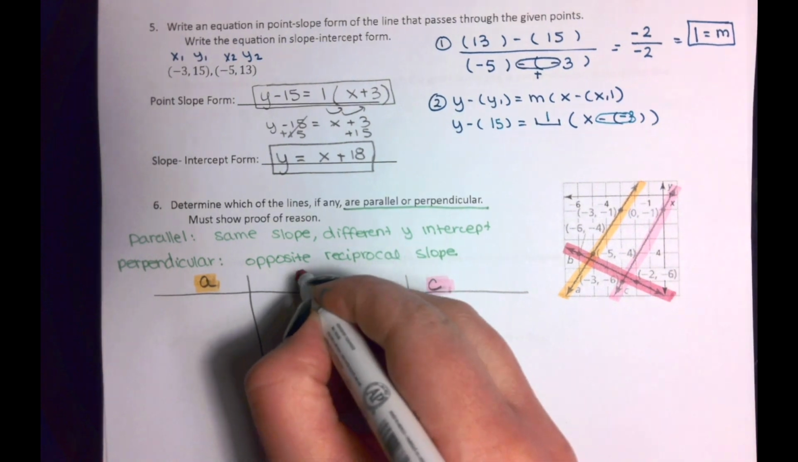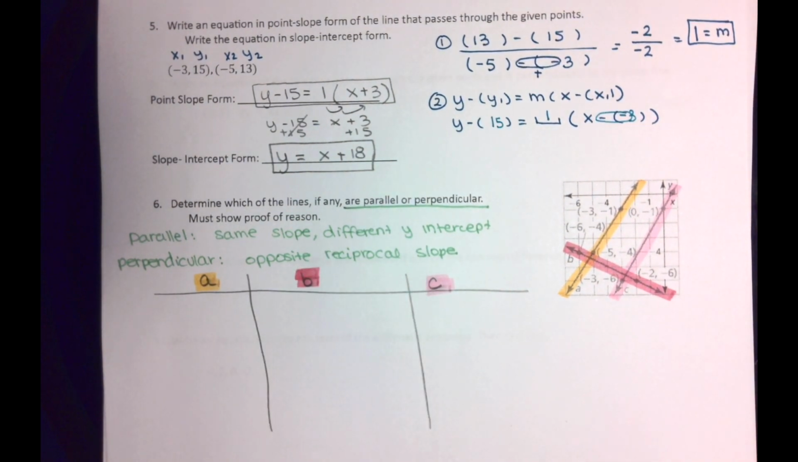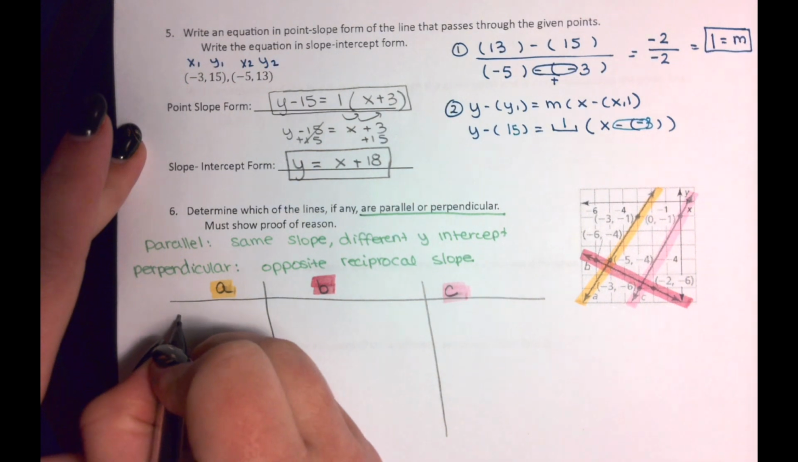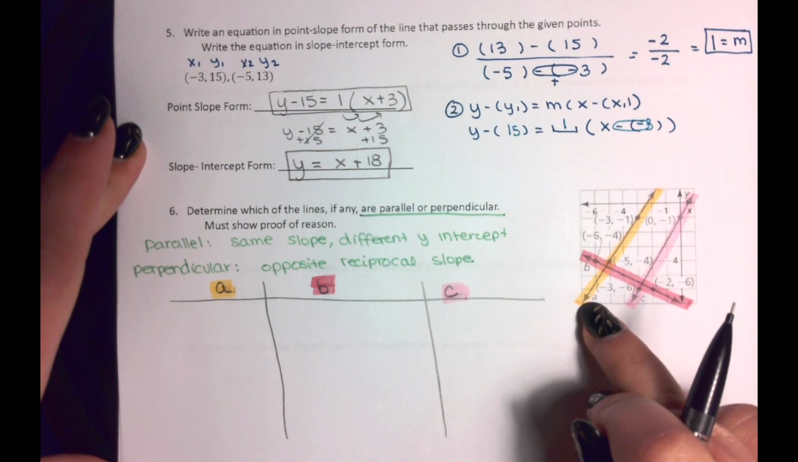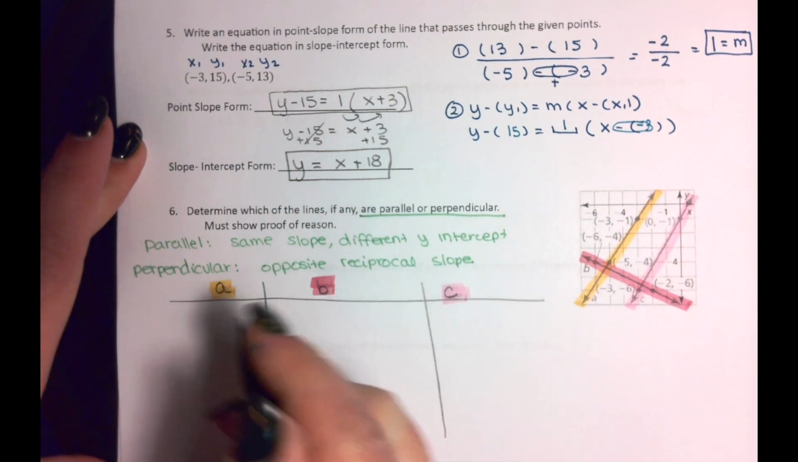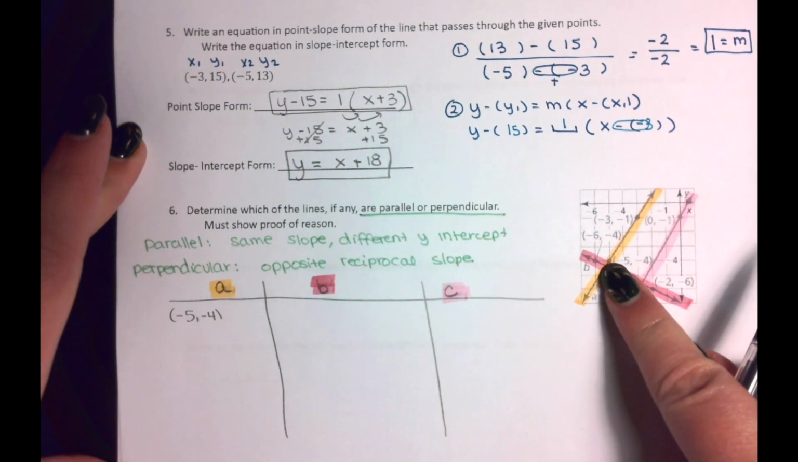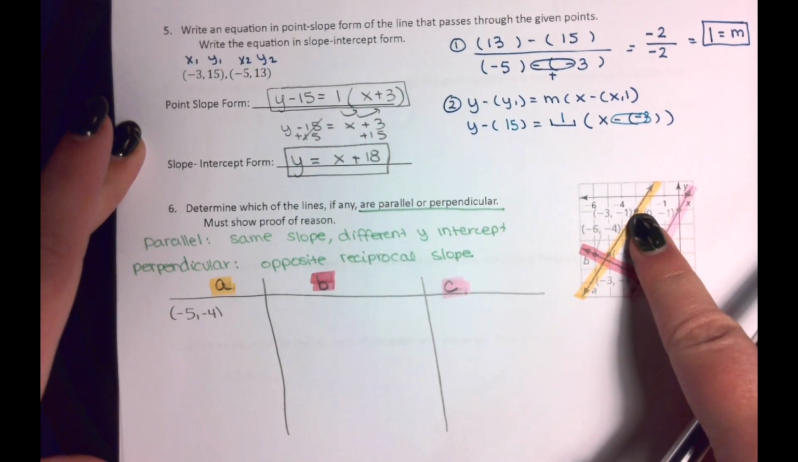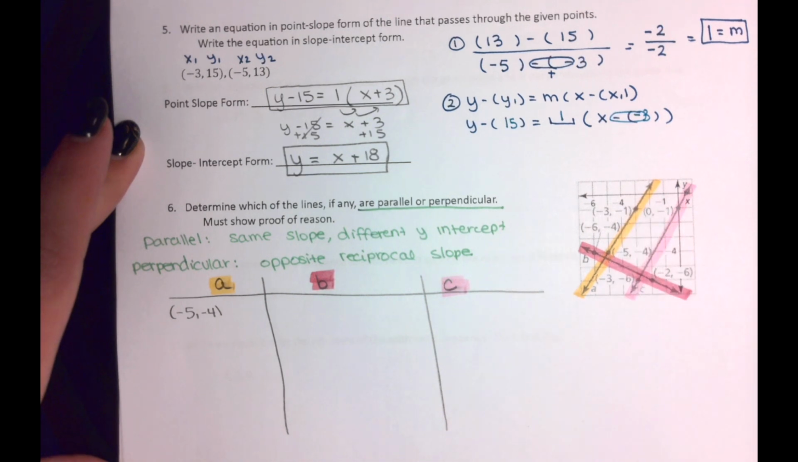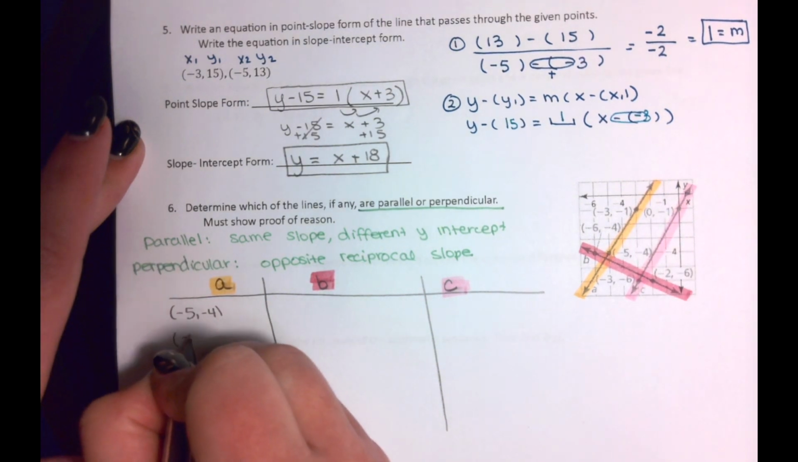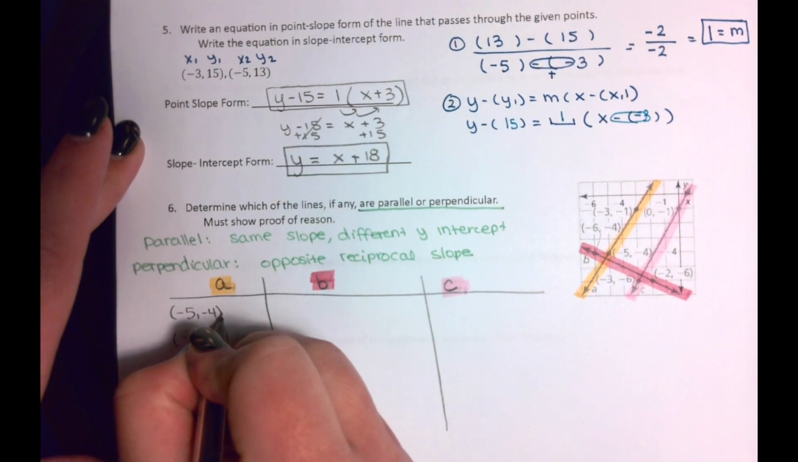And then let's take a look at what the 2 points are on the line and then use it with our slope formula. So for A, I'm going to take my finger. I have a negative 5 and negative 4. And then my second point is at negative 3 and negative 1.